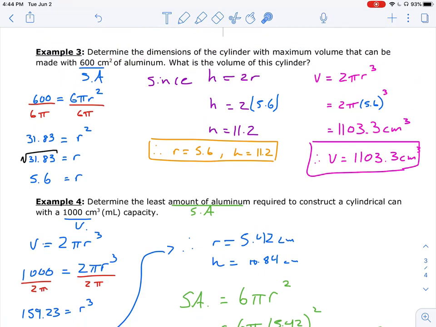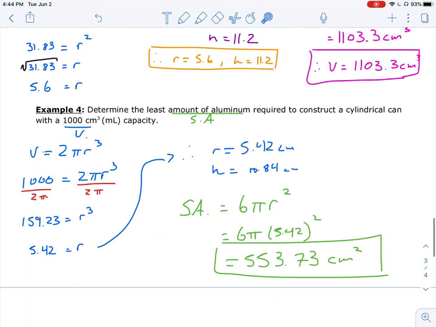So the takeaways from this lesson would be, when you read the question, determine what it is it's asking of you. So this one here, determine the dimensions of a cylinder with maximum volume made with 600 centimeters squared of aluminum, right? So we're looking for surface area and then find what we need to find and then plug it into the other equation.